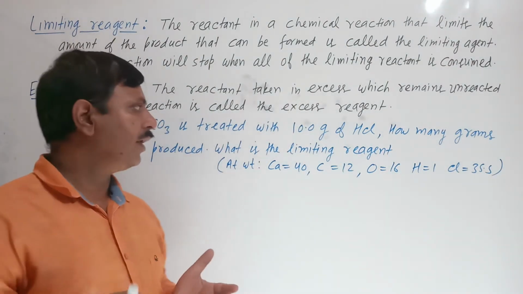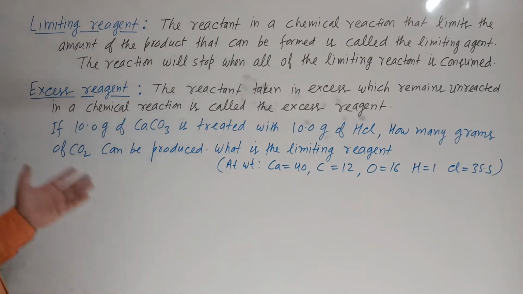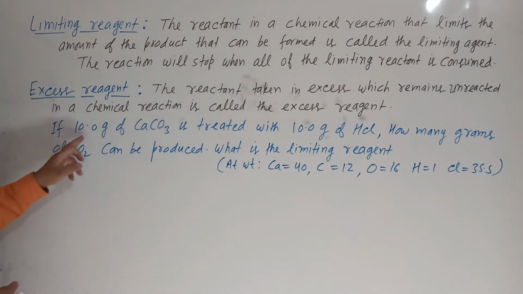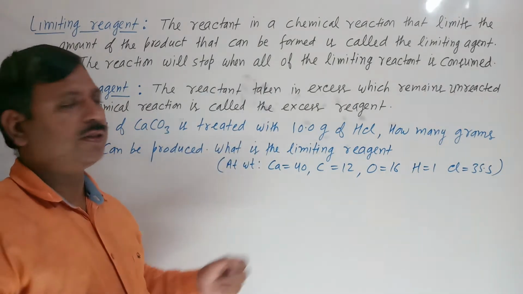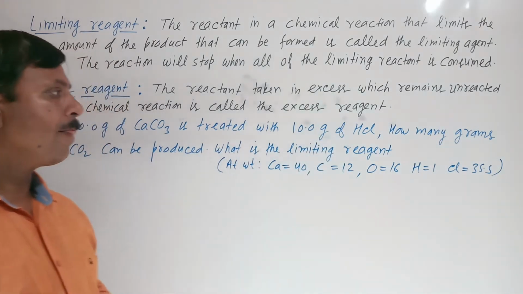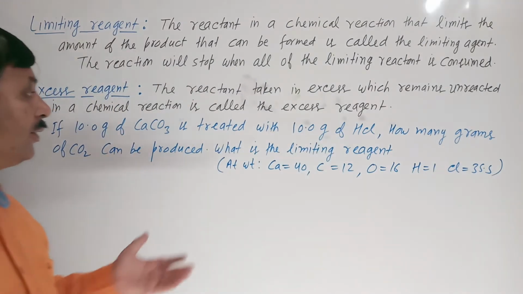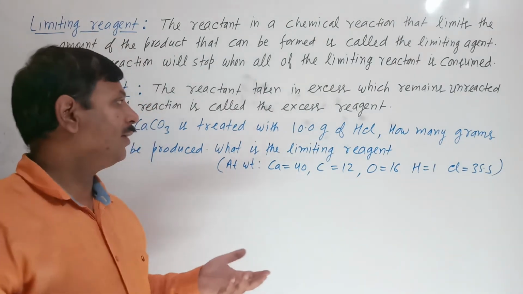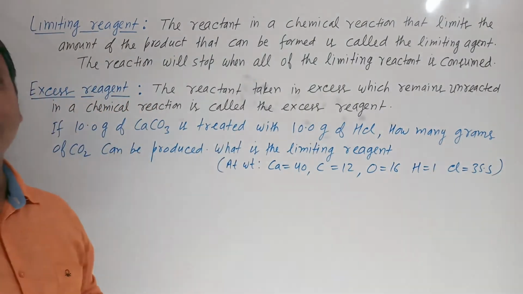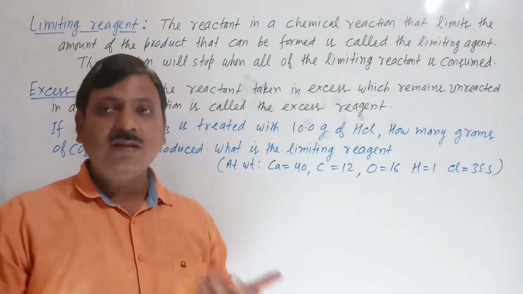By example we can explain. Suppose one example I am taking. If 10 gram of calcium carbonate is treated with 10 gram of HCl, how many grams of carbon dioxide can be produced, and what is the limiting reagent? And also we can ask what is the excess reagent and how much excess reagent will remain unconsumed.